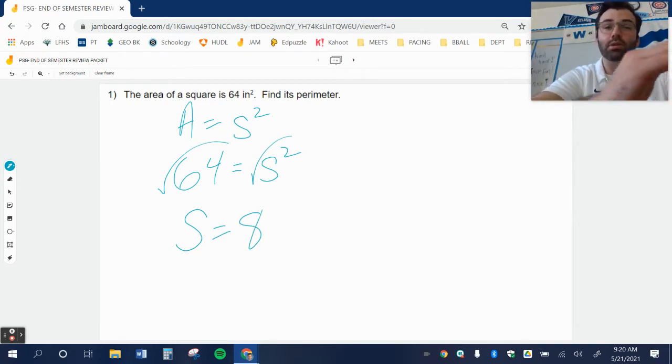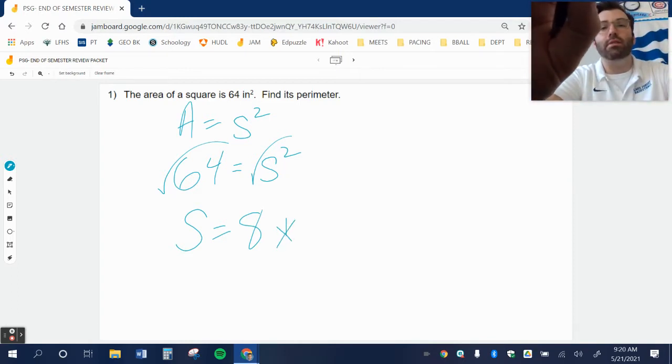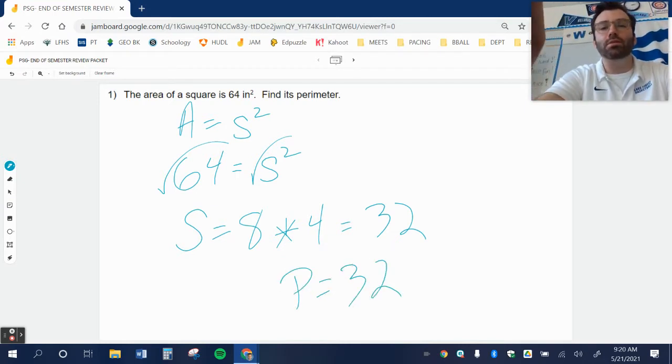Find its perimeter. If one side is 8, that means all four sides are 8. So I multiply that by 4 to get 32. So the perimeter equals 32 inches.